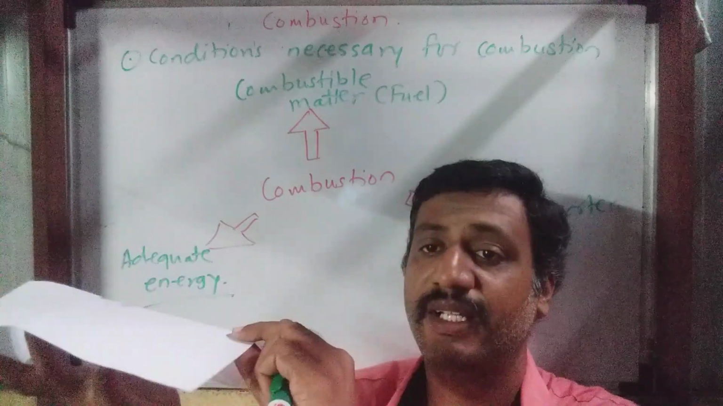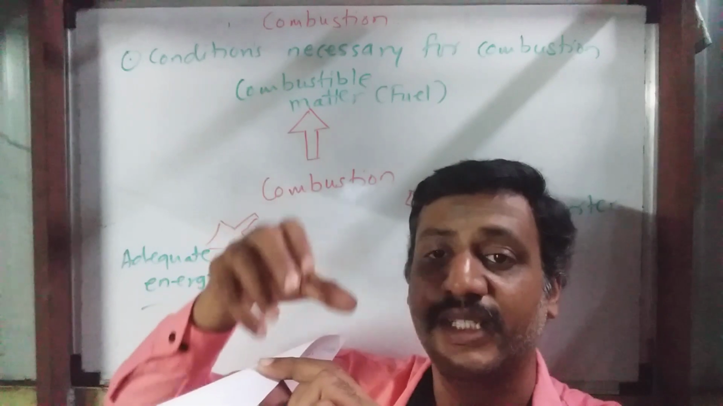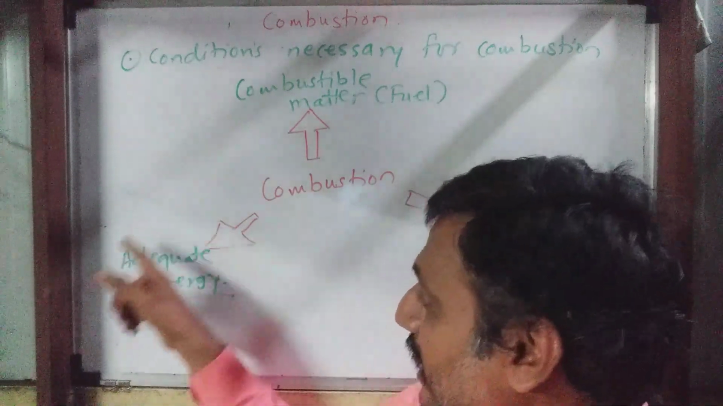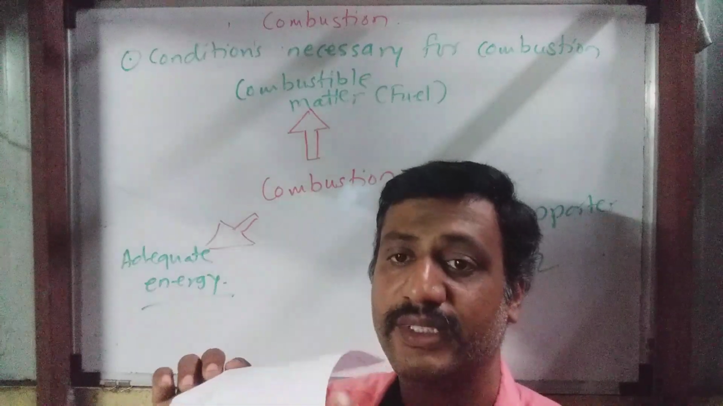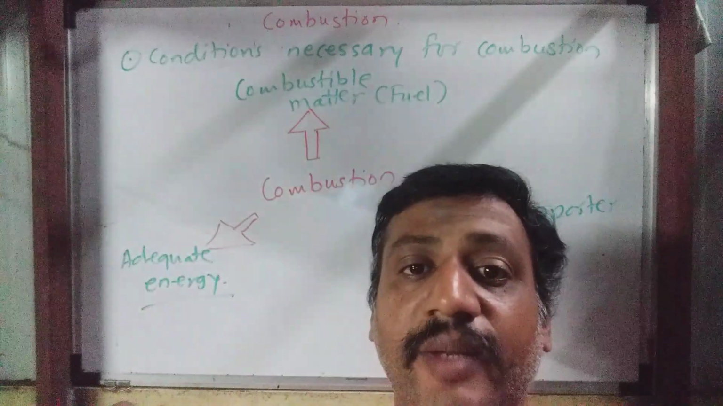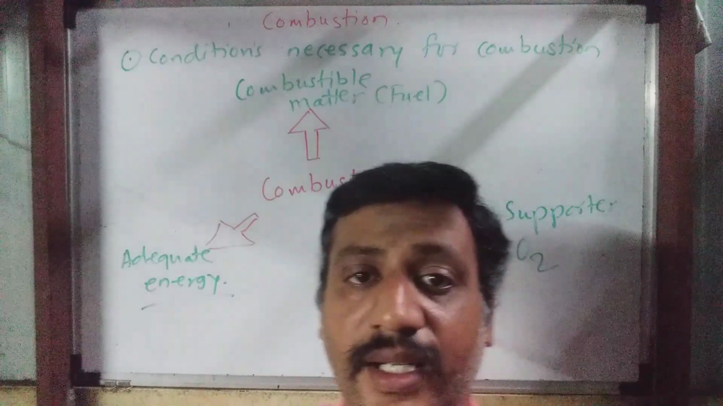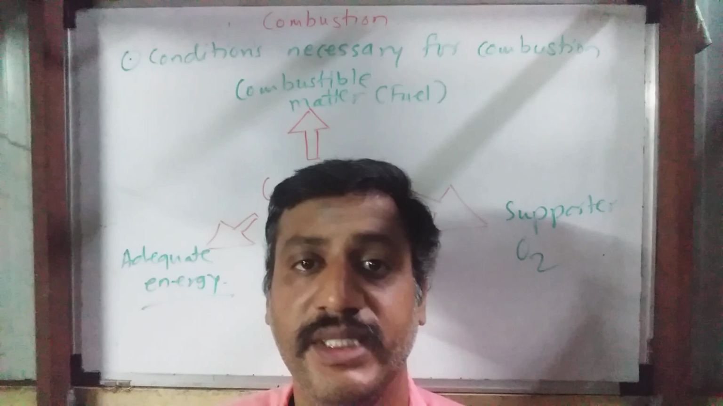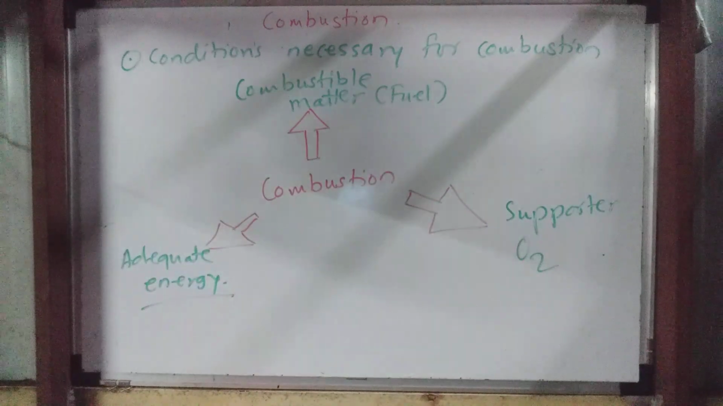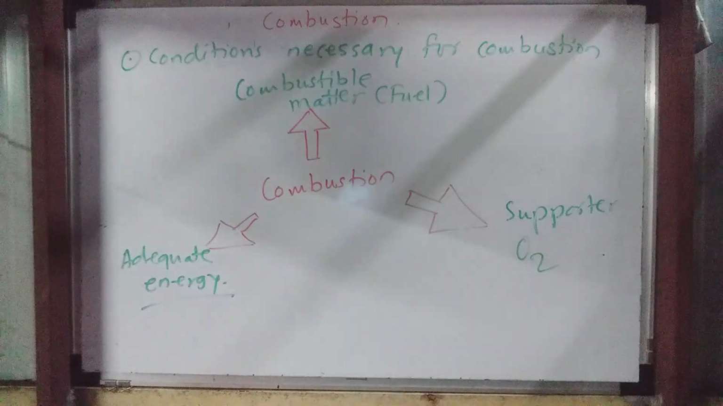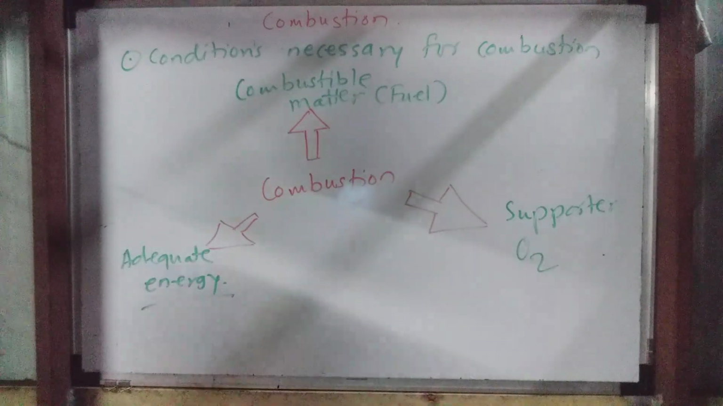Because combustible matter, this paper, we have, and the atmosphere consists of oxygen. Why didn't combustion occur? Because adequate energy is not there at the surface. For this material, adequate energy is not there. It should reach that temperature. The degree of measurement of the hotness or coldness of a substance is nothing but the temperature. So adequate energy is required. This is the basic requirement for the process of combustion.